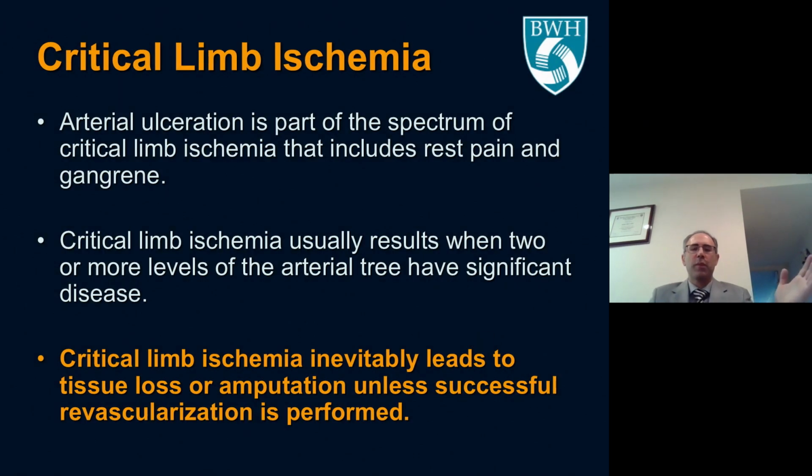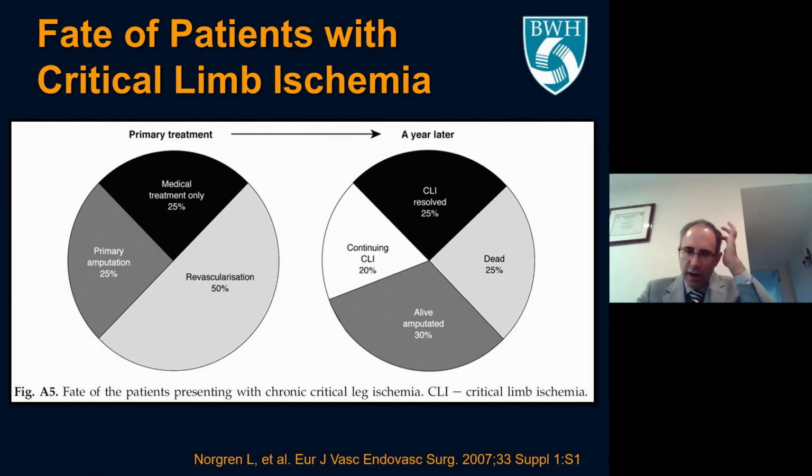Ulcers. This patient has critical limb ischemia. It's arterial ulceration that is on the spectrum of rest pain and gangrene. These patients usually have 2 or more levels of arterial tree being stenosed. And if we leave this alone, there's an increased risk of tissue loss or amputation. And so we'll want to revascularize these patients.